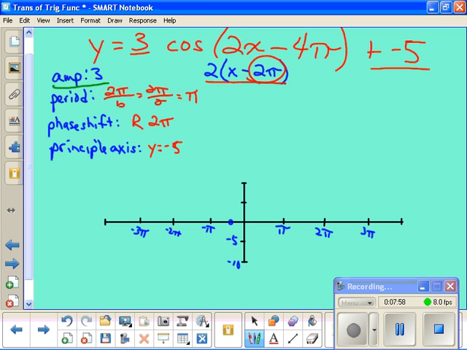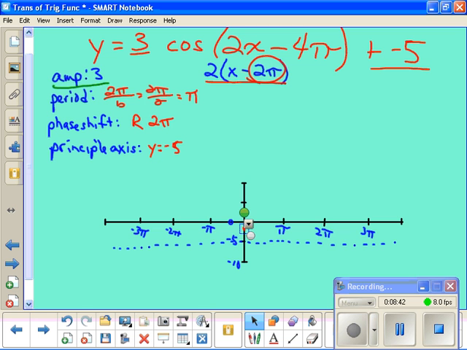All right, so typically, and I always do this, there's my principal axis. This graph has to oscillate above and below that line 3 units. Cosine always starts at 1, but here it's going to be 1 times 3, which is 3, and then -5. So cosine is actually going to start at -2 here, which is right about there. Now that's where it will typically start. So I take the starting point, and now I have to do some shifting to this. I've already shifted it down 5 units. I've done the amplitude a little bit, but I also need to shift this 2 pi to the right.